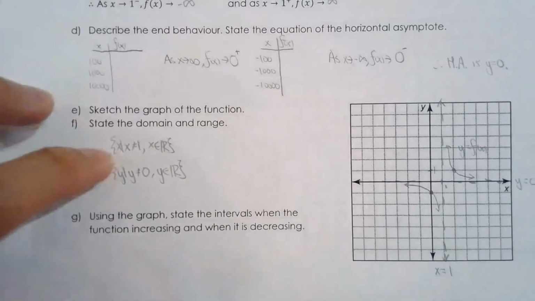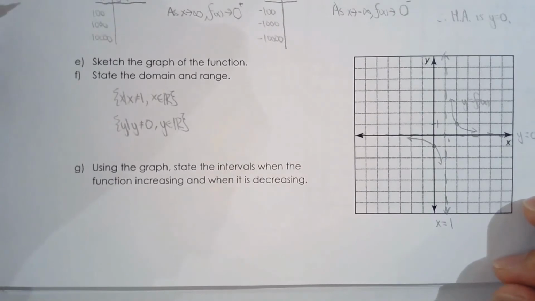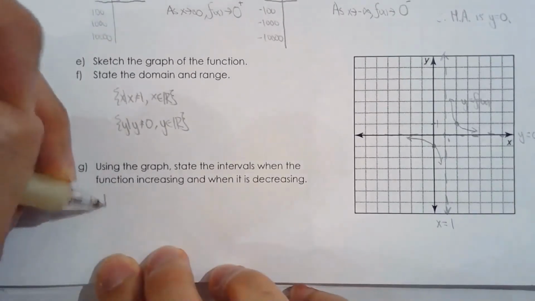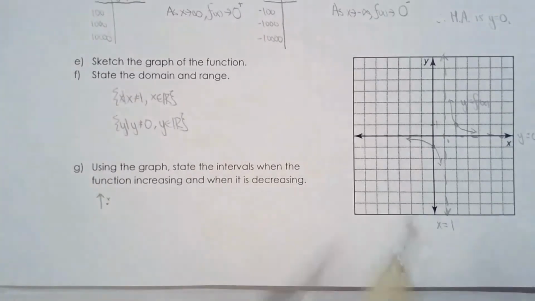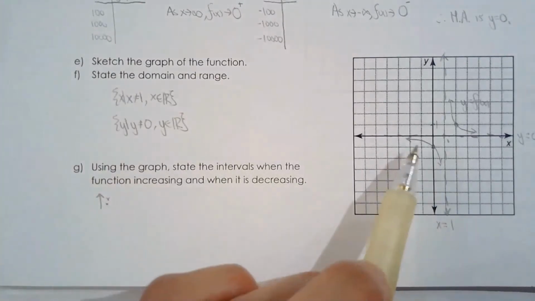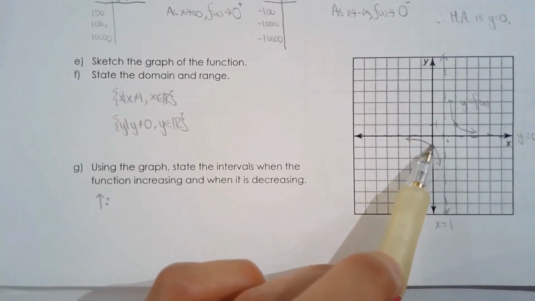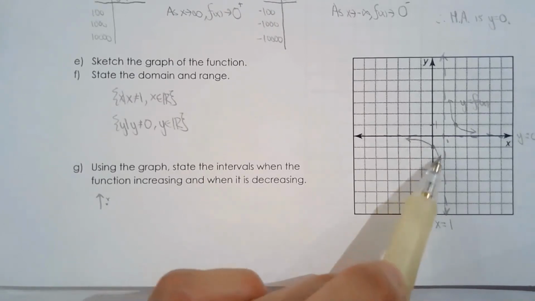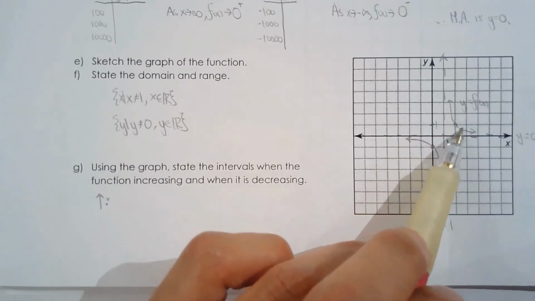Lastly, they want us to use the graph and state the intervals when the function is increasing and when it is decreasing. Increasing means that as you go from left to right, you're going up. So let's see. If I am on this graph going left to right, down, down, down. So on this branch, we're not increasing. How about on this branch? Down, down, down.